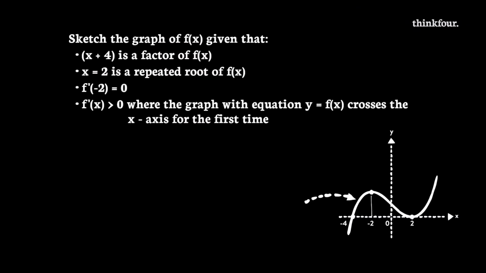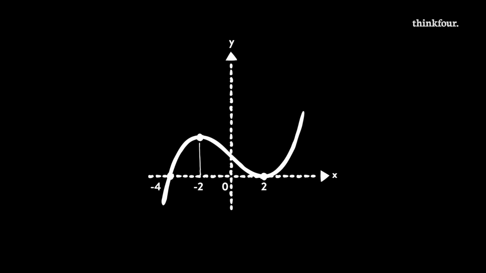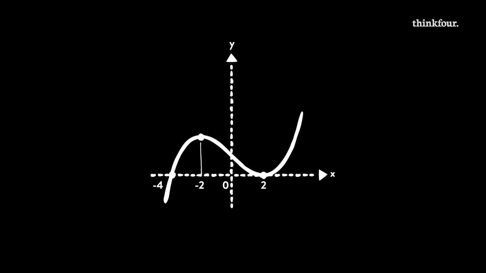Next, if f'(-2) is 0, then you know there is a stationary point at x equals -2, but you don't know if it is a max or a min yet. Finally, if f(x) is greater than 0 when it crosses the x-axis, then you know that the curve is increasing when it crosses the axis. So the curve must have a positive gradient as it passes through x equals -4. Now you have enough information to draw the curve going upwards through x equals -4 to a stationary point at -2 and then down to another stationary point at x equals 2.